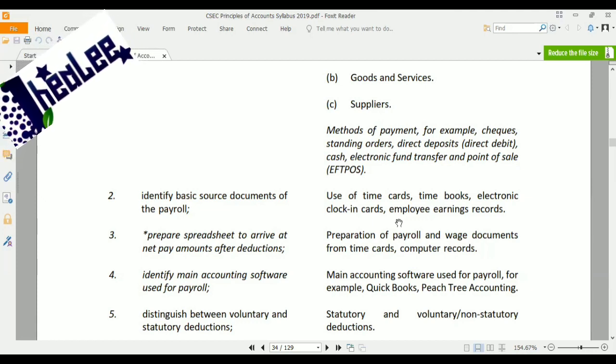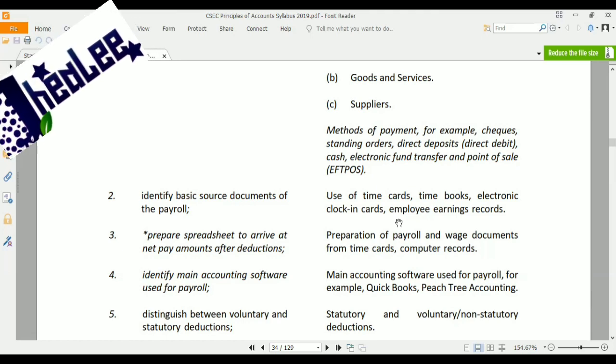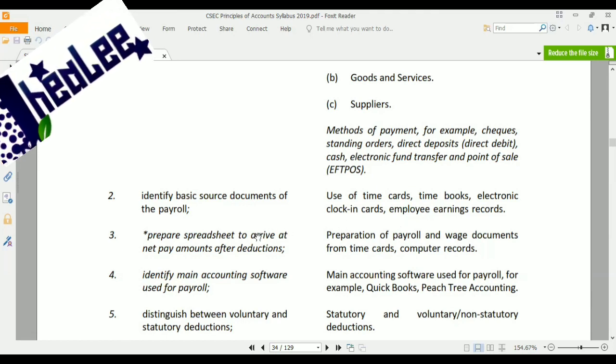Employee earnings record, so they might have to look at your previous earnings record in order to calculate what you should get for this period based on the rate per hour, etc., which deductions you have to come out and those things. So they would have to look at your employees' earnings record. Number 3, prepare a spreadsheet to arrive at net pay amounts after deduction.